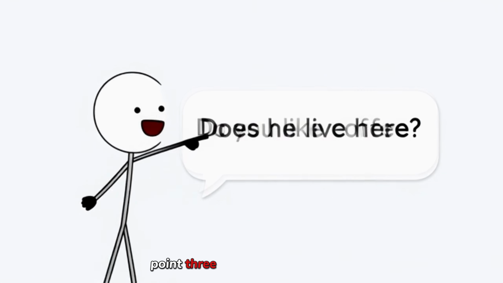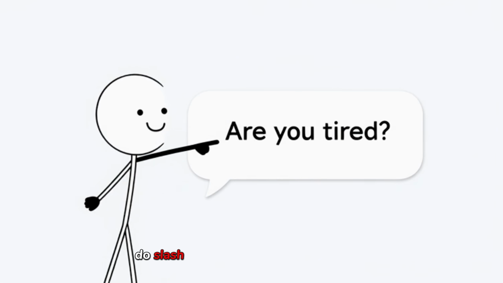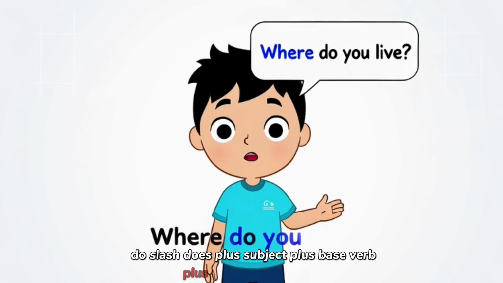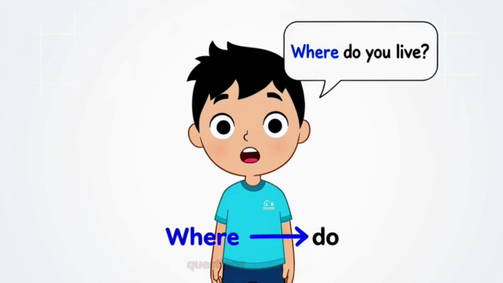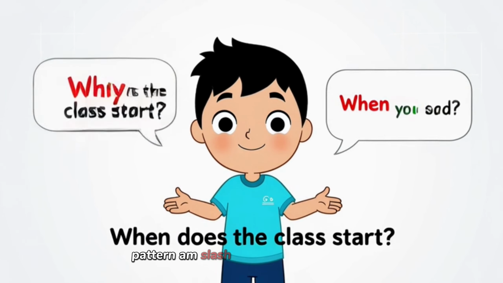Point 3.3 Questions. For questions, English often moves an auxiliary verb, do, does, be, have, to the front. Present simple questions. Do you like coffee? Does he live here? Pattern: do or does plus subject plus base verb plus object or extra. Be questions. Are you tired? Is she at work? Pattern: am, is, or are plus subject plus extra.